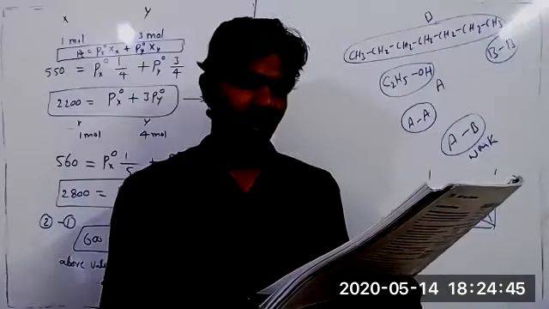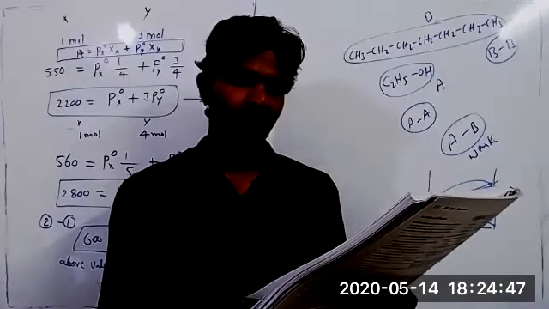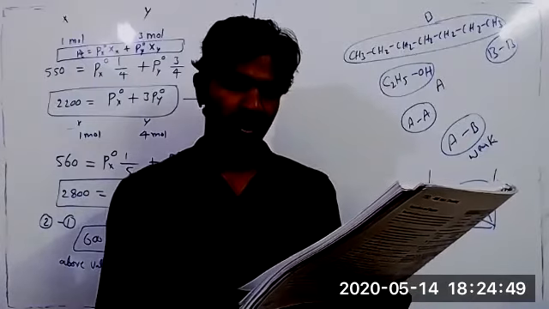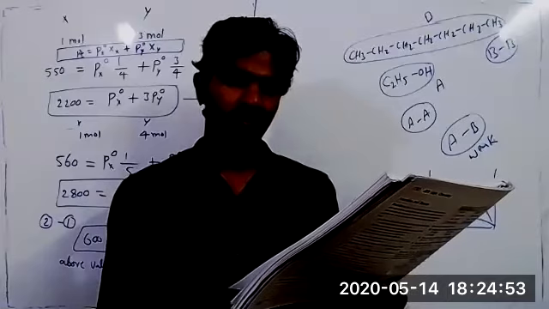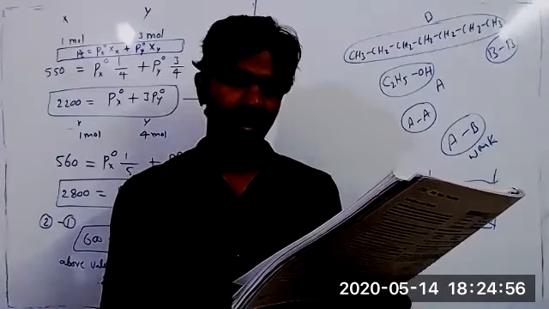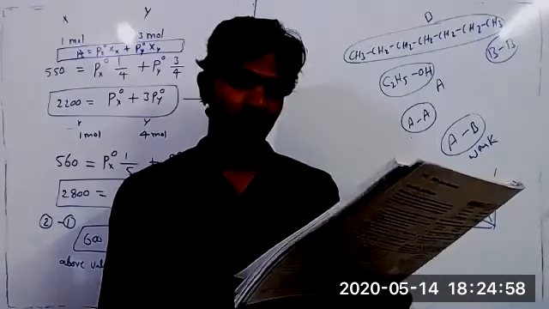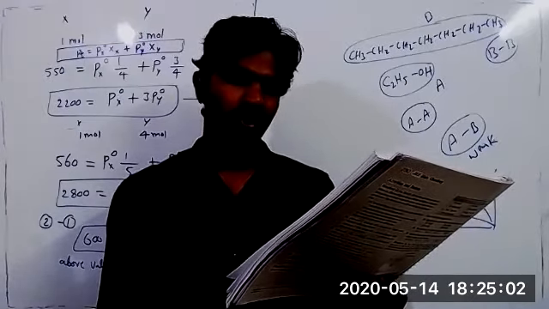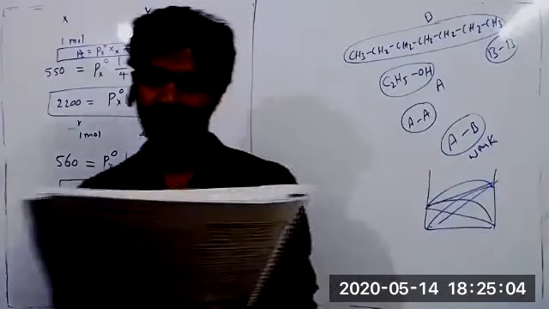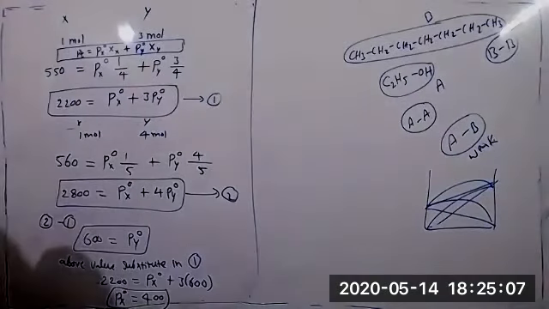At 80 degrees centigrade, the vapor pressure of pure liquid A is 520 mmHg and that of pure liquid B is 1000 mmHg. If a mixture of solution A and B boils at 80 degrees centigrade and 1 atmosphere pressure, the amount of A in the mixture is, the amount of A we have to calculate.